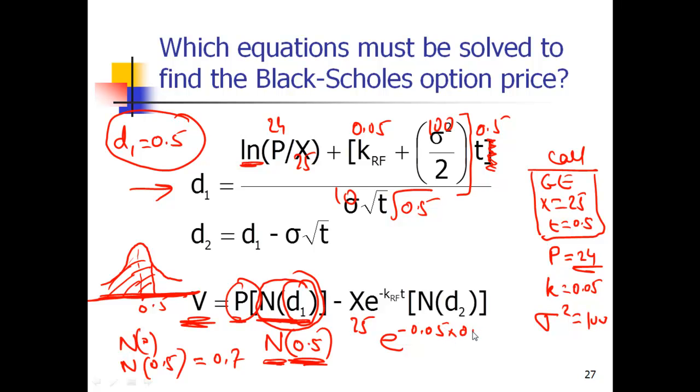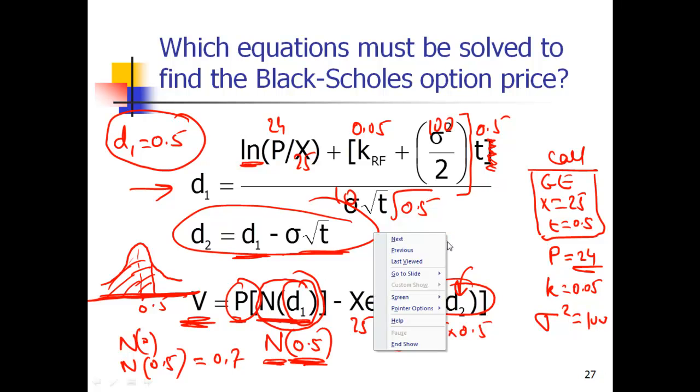Times 0.5. And what's ND2? You calculate D2 from here, and then you plug the D2 in over here and you will have ND2. Okay, so what I want you to do now is just to learn how to use this.